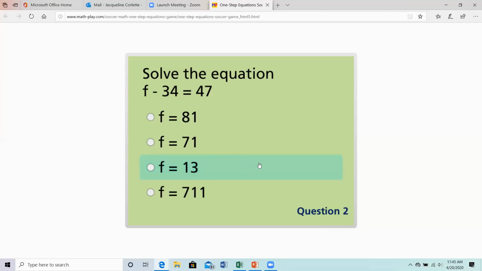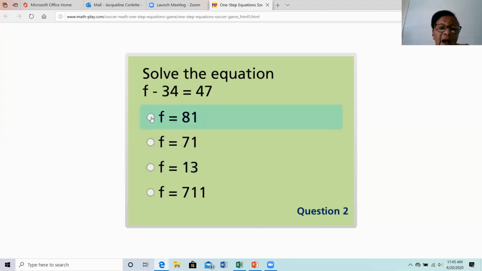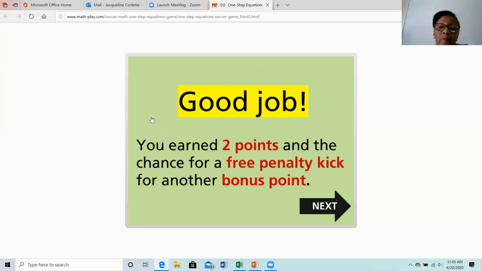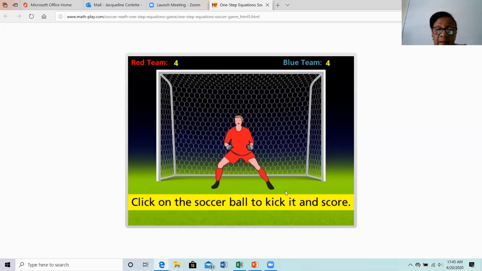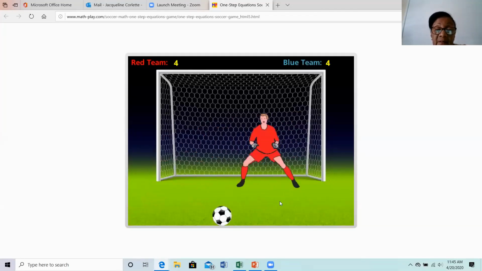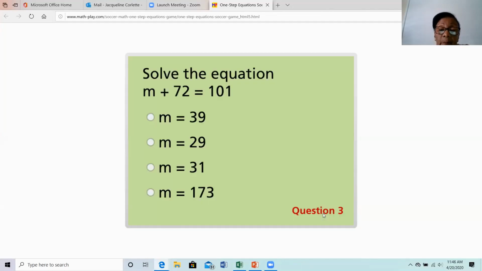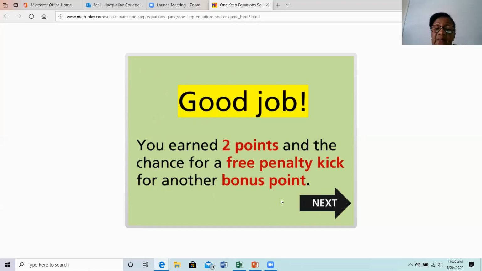I get 81, some 71. Good job to those that said 81. All right, I'm clicking 81. Okay, so 81 was the correct answer. Let them see if they can click on the soccer ball. Getting a lot of answers.